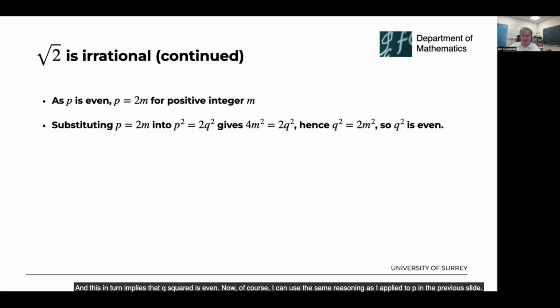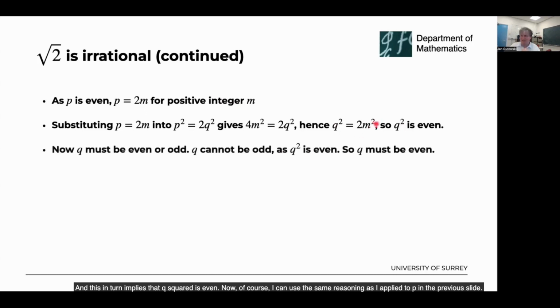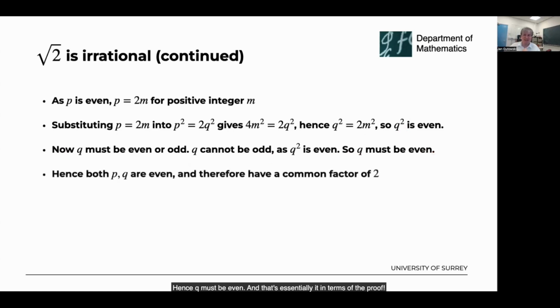Now, of course, I can use the same reasoning as I applied for p in the previous slide. q as a positive integer must be even or odd. If q were odd, then q squared would also be odd, but q squared is even. So q cannot be odd, hence q must be even. And that's essentially it in terms of the proof.